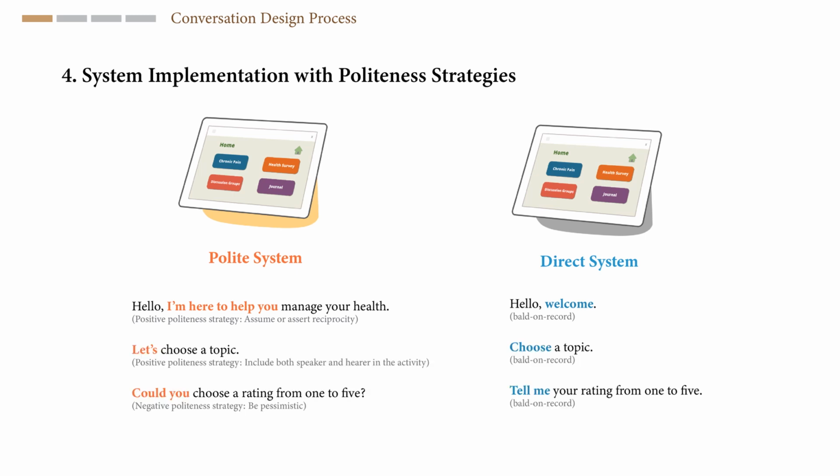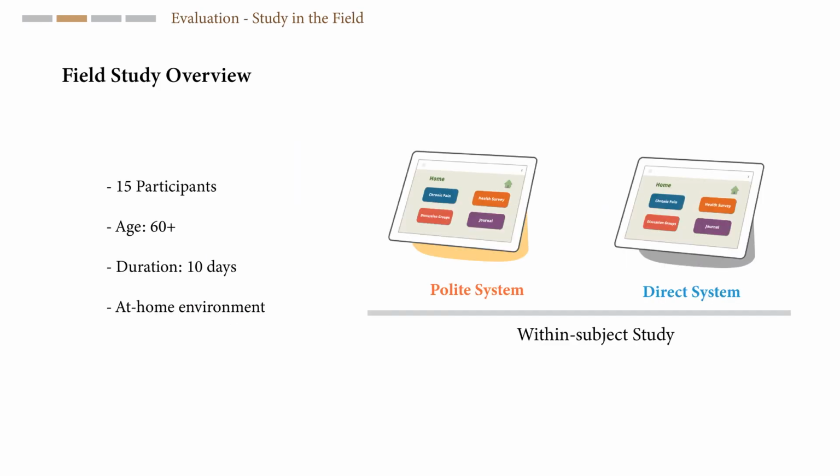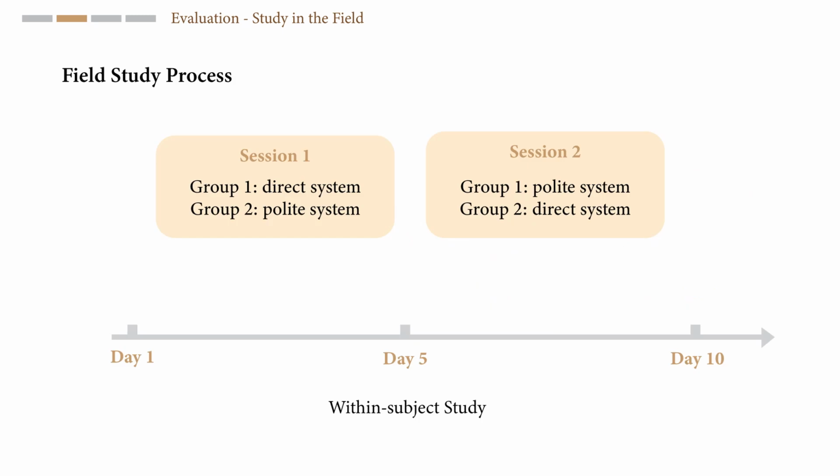Other examples of using politeness strategies include the use of "let's" when giving a suggestion and using "could you" when making a request. We further conducted a user study to evaluate people's experience with the 2 systems. For the field study, we recruited 15 participants who are aged 60 and above. The system was deployed in their homes for 10 days. We randomized the participants into 2 groups. During the first 5 days, Group 1 used the direct system and Group 2 used the polite system. In the second 5 days, Group 1 used the polite system and Group 2 used the direct system.